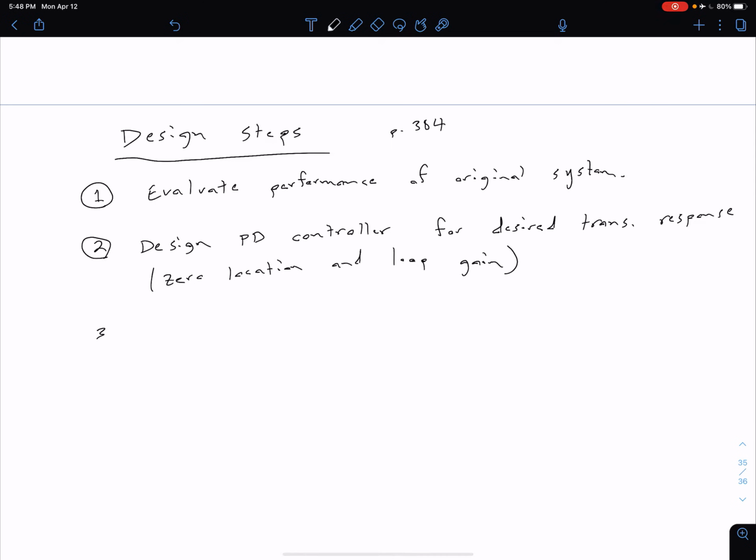So our third step is to simulate the system and just check that our requirements are being met.